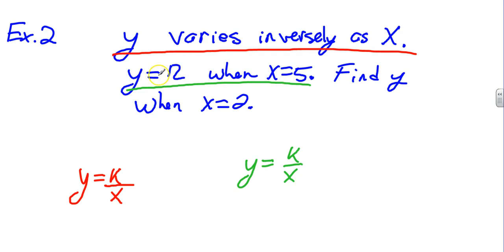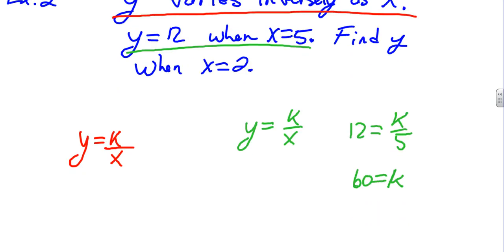Now we've got these two values to plug in. So the 12 goes over here with the y value. The x goes underneath the k. And this one's a little bit easier because to find the k value, you just multiply these two numbers together. So k is 60. Okay, and again, halfway there, because now we've got the k value.